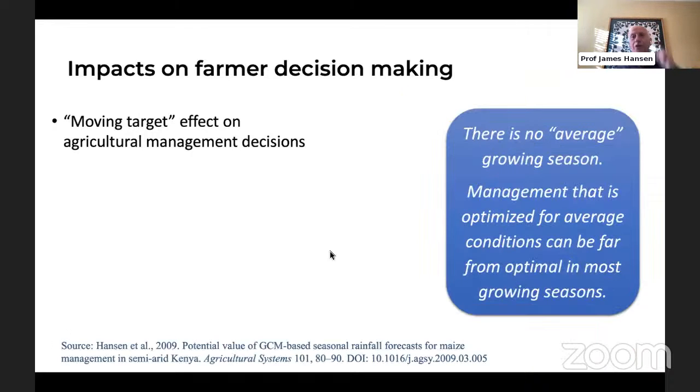However, there's actually no such thing as an average growing season. A farmer will never experience an average growing season. Even if total rainfall for the growing season is average, the distribution is always going to be different. So there's no such thing as an average growing season in terms of weather conditions. And management that is optimal for average conditions can be far from optimal in the weather conditions in most growing seasons.